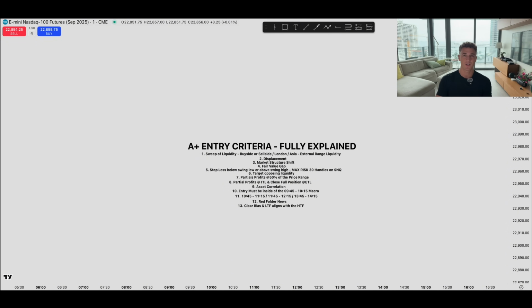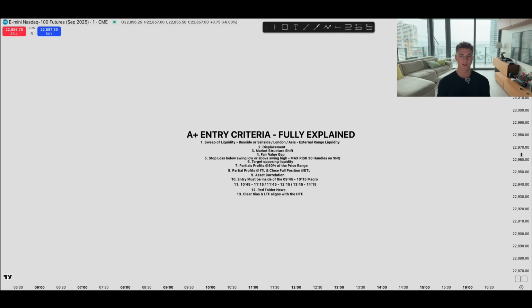Yes, you could take that trade, however, 9 times out of 10, it's most likely going to go against you and not in your favor because it's against the drawn liquidity and you're trading against the higher time frame draw. So it's going to be a very, very risky trade and I would not recommend it. So that is going to be it for the A+ entry criteria. Okay, I've literally listed out every single thing that I can think of on the chart here.